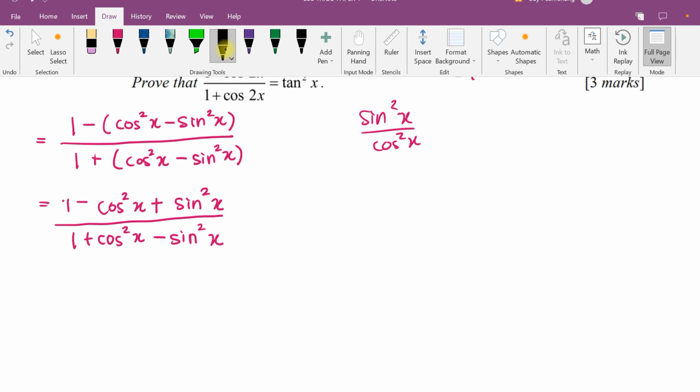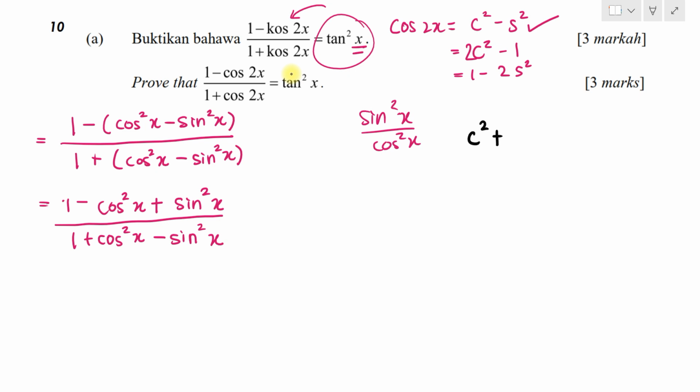Let me see. 1 minus cos square x is a basic identity. I can remember cos square plus sine square equals 1. Basic identity, yeah. So sine square is 1 minus cos square x. So I want to replace this part. And here, maybe the 1 minus sine square x also uses the same formula. 1 minus sine square is equal to cos square.